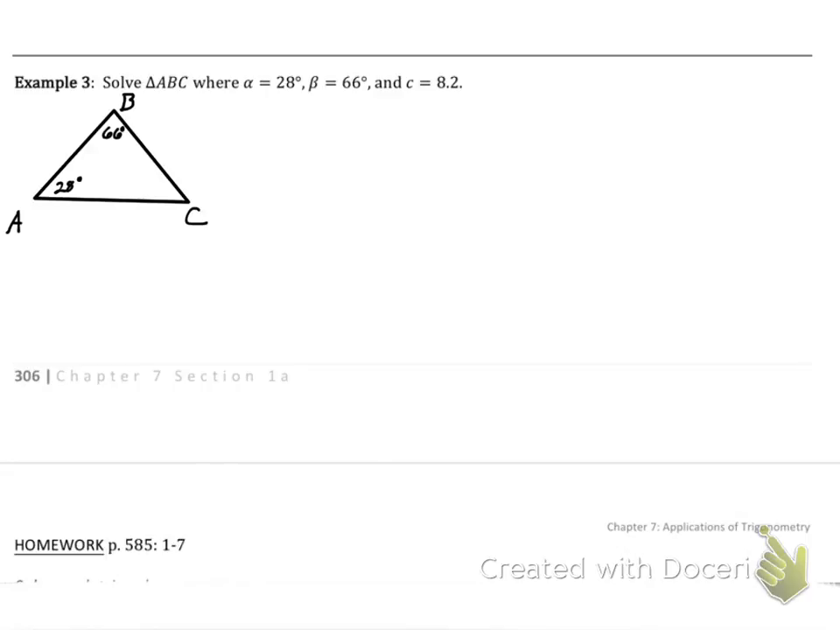And I'm not going to solve that one yet. All I'm going to do is write down that side C, the side opposite angle C, is 8.2. So I need to find side B, and I need to find side A. I'm going to put a little note down for this one. You're going to need it for the test.